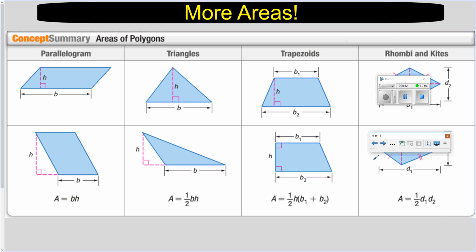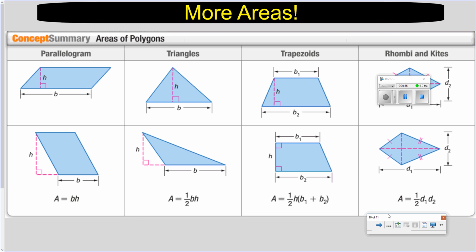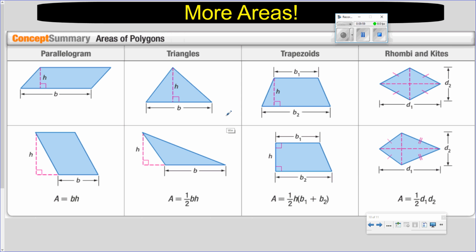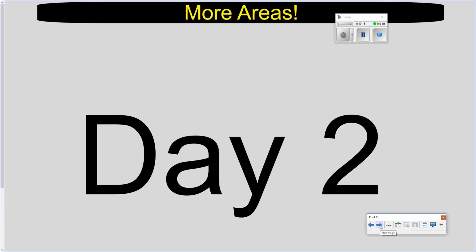Okay. Last thing, here's kind of a summary of all the different shapes we've talked about so far and their areas. Parallelograms, triangles, trapezoids, and then rhombi and kites. Areas are down below, things are labeled. You should have all of this in your notes and on your formula sheet, but go ahead and pause right here and finish anything up that you need to. Homework is day 2. Good luck.